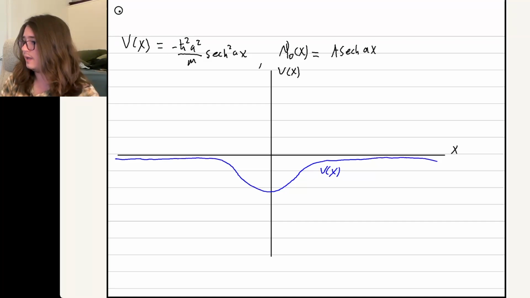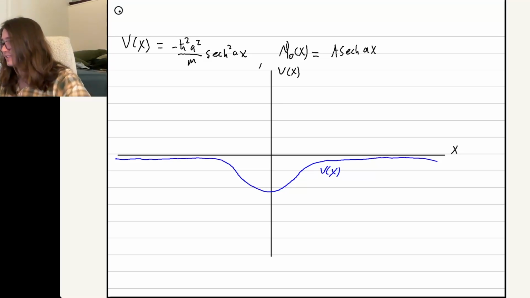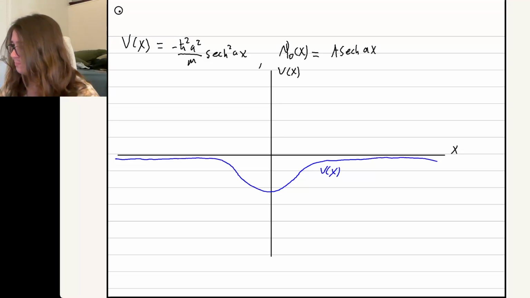And then after that, there's a kind of a completely separate problem. So it's kind of two problems in one. But yeah, let's just get into it.